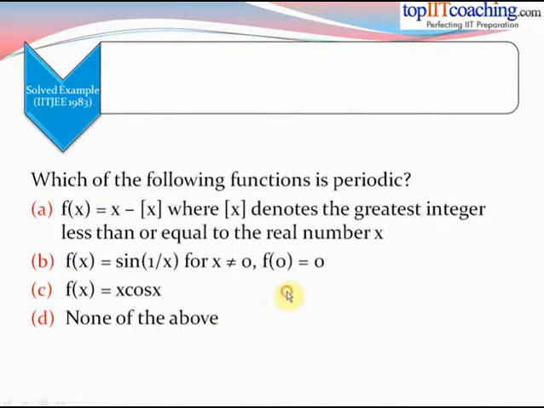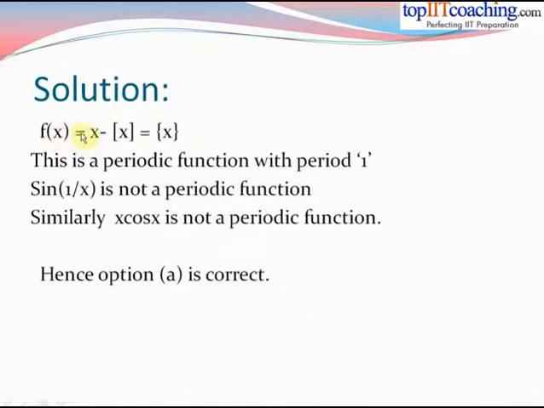So we already know that f(x) = x minus greatest integer function of x is equal to the fractional part of x. Now this fractional part of x is a periodic function with the period 1. So this is a periodic function. Sin(1/x) is not a periodic function because sin(1/(x+T)) is not equal to sin(1/x). Thus this is not a periodic function. Similarly, we can say about x cos x. This is not a periodic function. Therefore, we can definitely say that option A is correct, as the fractional part of x is always a periodic function.